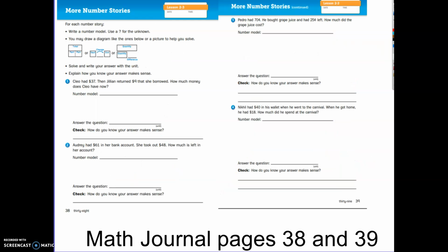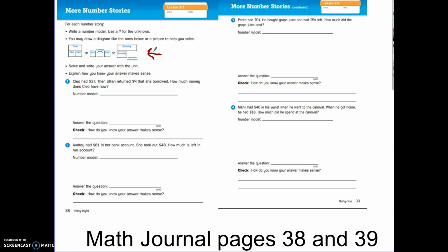Your practice pages are on pages 38 and 39 of your math journal. You see that the three different diagrams that would be useful to solve some of these problems are at the top of the page. Your task for each number story, you need to write a number model, use a question mark for what you don't know. You may draw a diagram like the ones below, or you could do a picture to help you solve it. You're going to solve your problem and write your answer with the unit, and then you're going to explain how you know your answer makes sense.